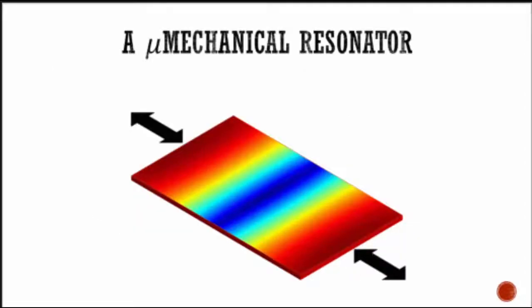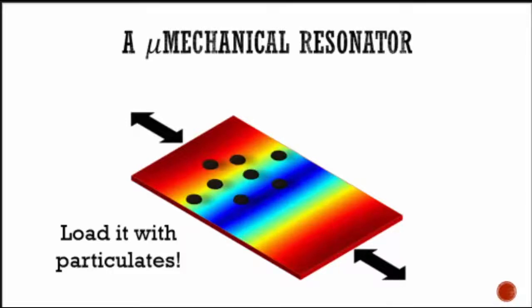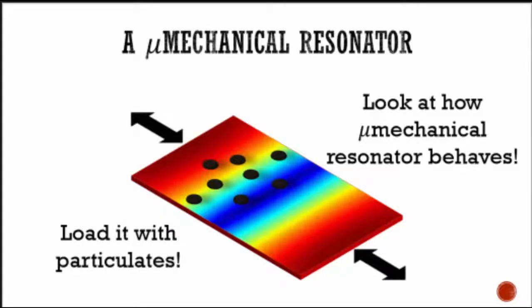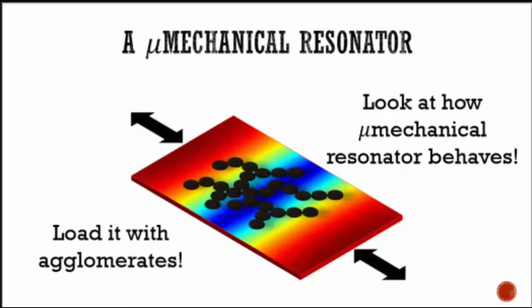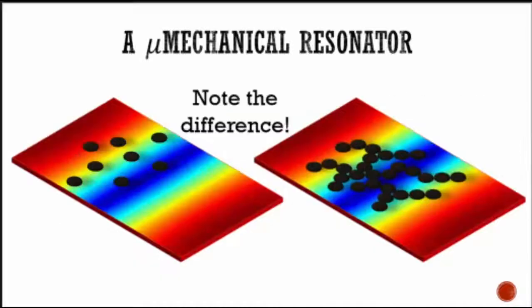What we are working with is a simple plate resonator that is anchored in the center, which means the nodal point is at the center, whereas the antinodal points are at the ends. We're especially looking at it from an extensional modes perspective. Most of the math behind this has been deduced for that extensional mode. The procedure is pretty straightforward. We first load it with particulates and look at the response of the micromechanical resonator and then load it with agglomerates and look at the difference.